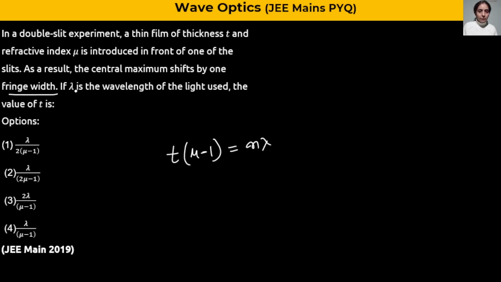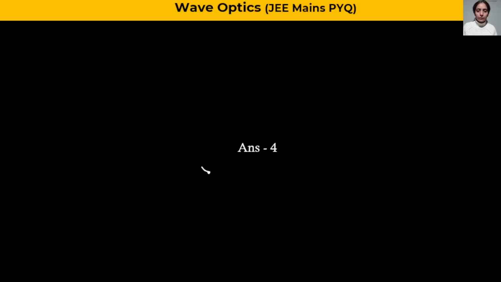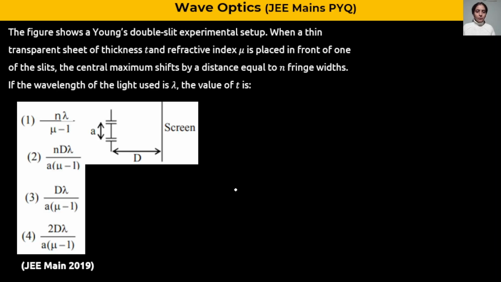And here shift by 1 fringe width. So n का value 1 हो जाएगा. This is your lambda. So the value of t तुम्हारा क्या है? Lambda by mu minus 1. So simply put the formula, get the answer. So lambda by mu minus 1. Fourth one will be your correct one. So this is your correct. Now let us move ahead.